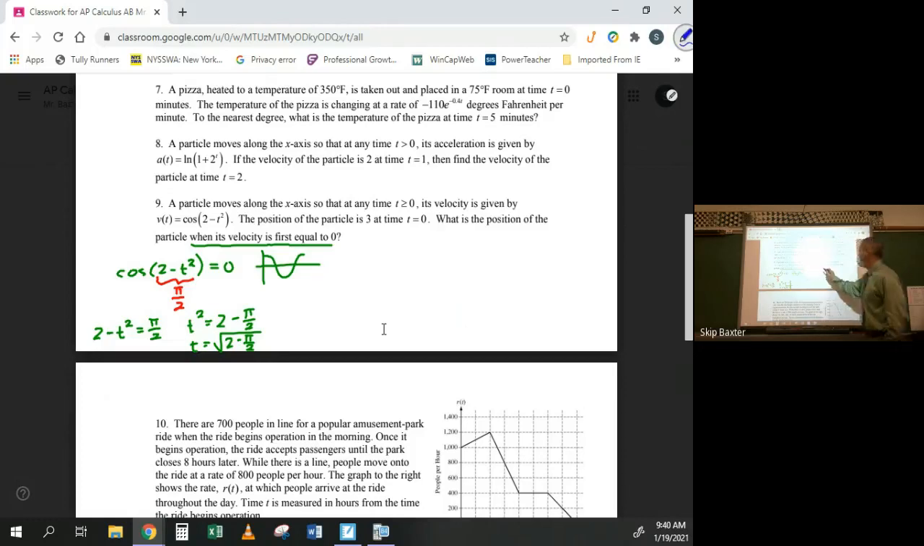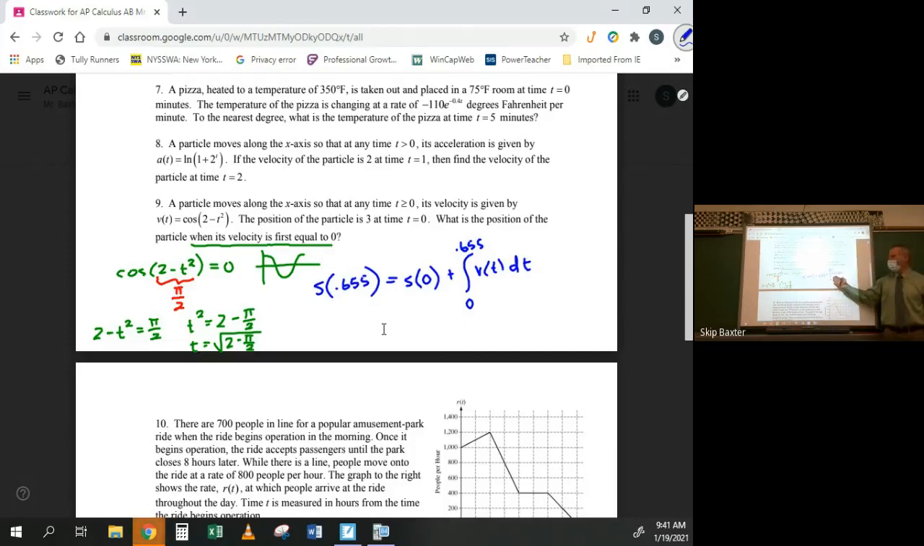If I'm trying to find the position of the particle at that moment, that's S of 0.655, which is equal to the initial position, S of 0, plus the integral from 0 to 0.655 of v of t. This is just like that problem we just did, right? This is FTC part 1, just written a different way. So now you just do that on your calculator.